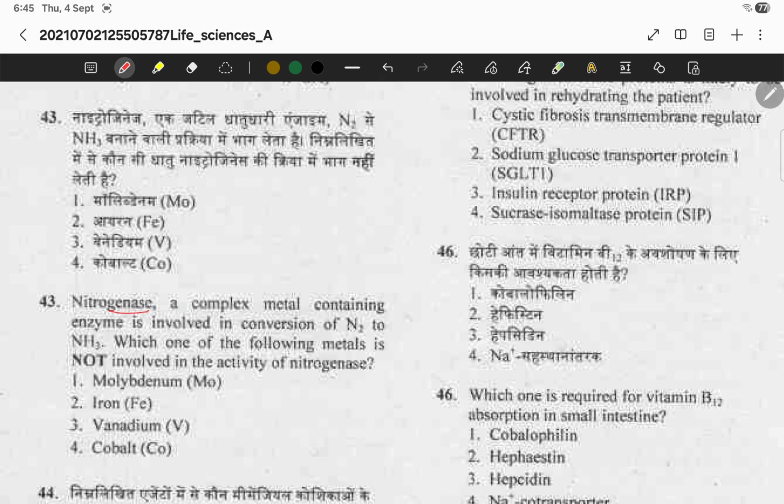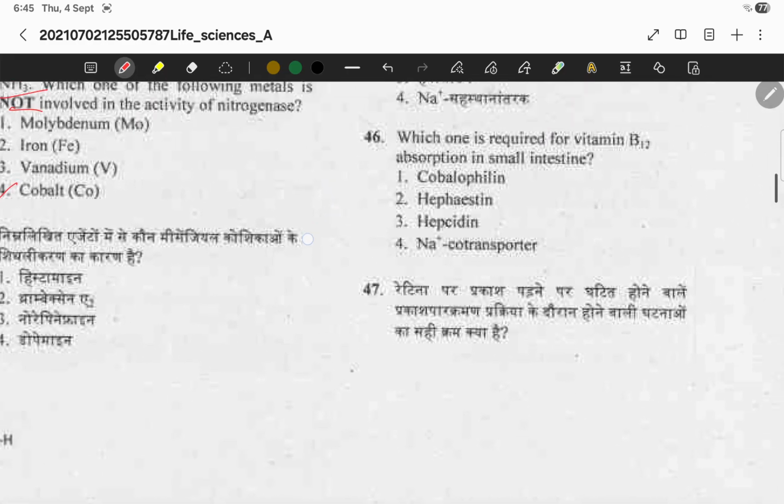Nitrogenase, a complex metal containing enzyme, is involved in conversion of N2 to NH3. Which one of the following metals is not involved in the activity of nitrogenase? Okay, so we'll go for a big guess because I don't know the answer for this. Molybdenum, iron, vanadium, cobalt. I'll go for cobalt. Let me get a minus.